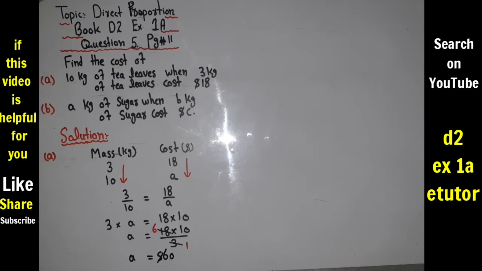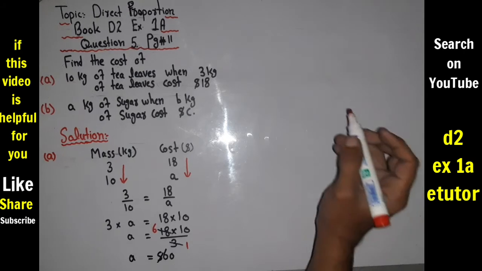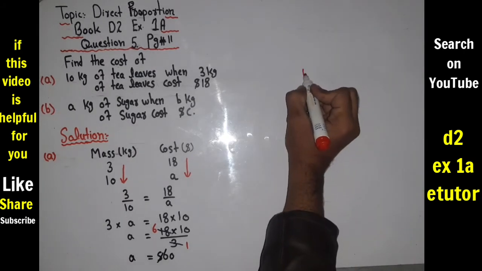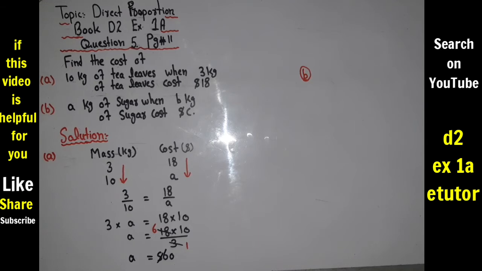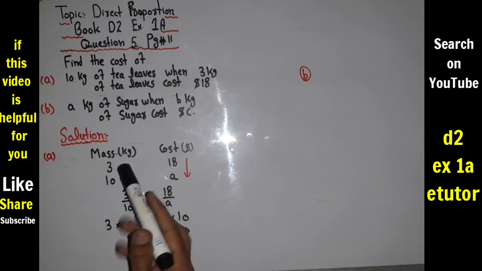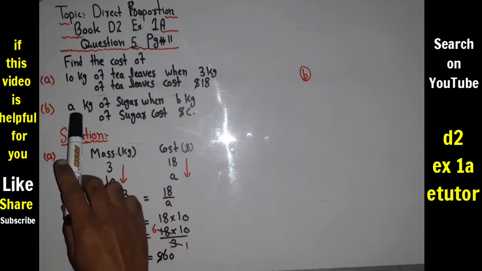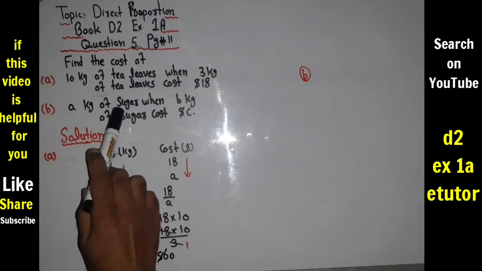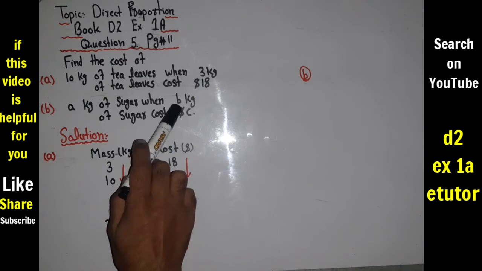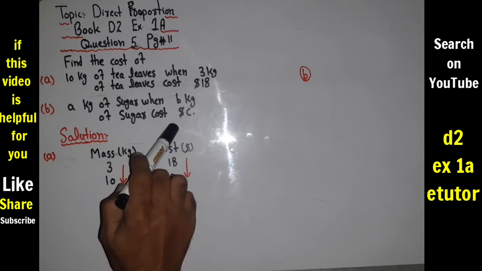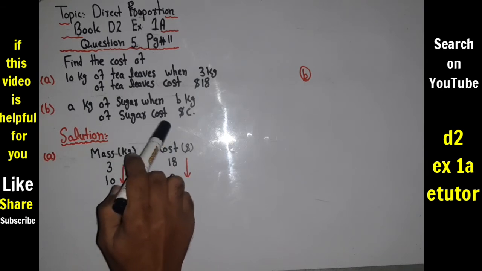Okay, so now we are going to solve part B of this question. In part B, we have to find the cost of a kilogram of sugar when b kilogram of sugar costs $C. b kilogram of sugar we have, and the cost of b kilogram of sugar is $C.